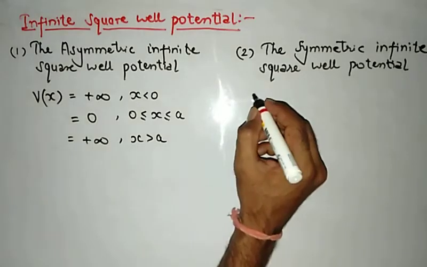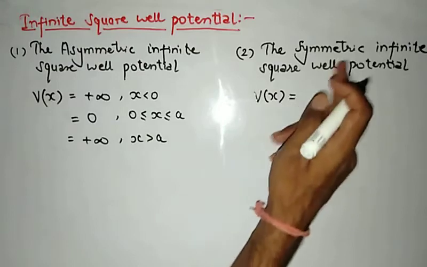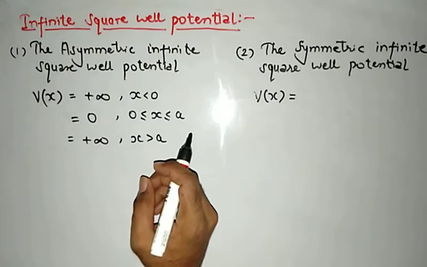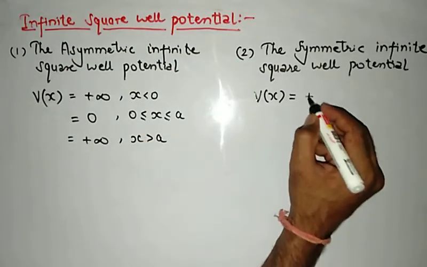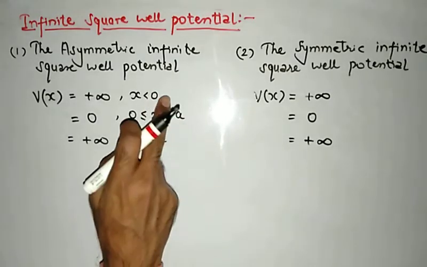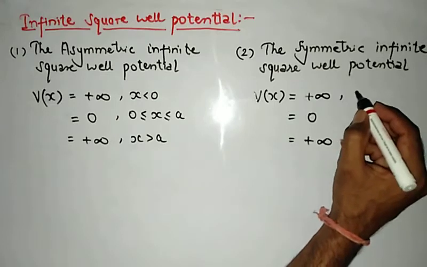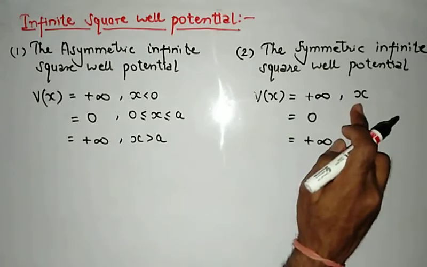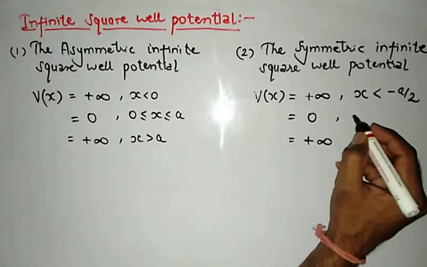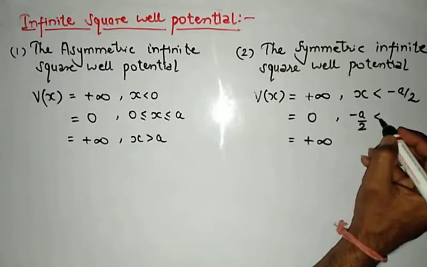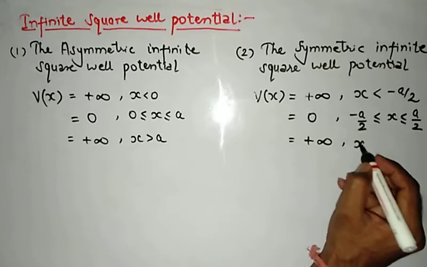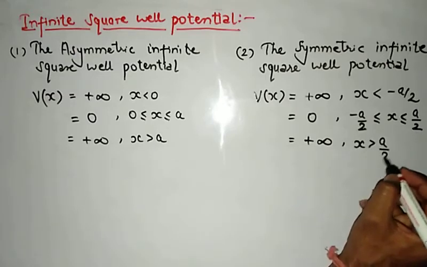Here V x for symmetric, we will translate it by a by 2, then we get again only a translation. So, infinity for x less than minus a by 2, 0 from minus a by 2 to a by 2, and infinity for greater.